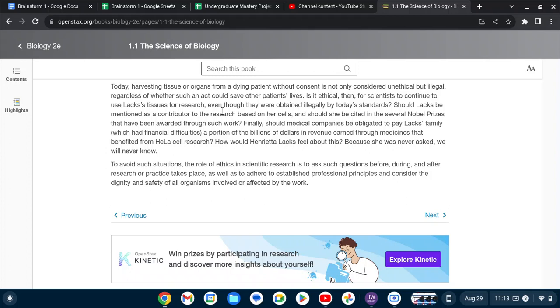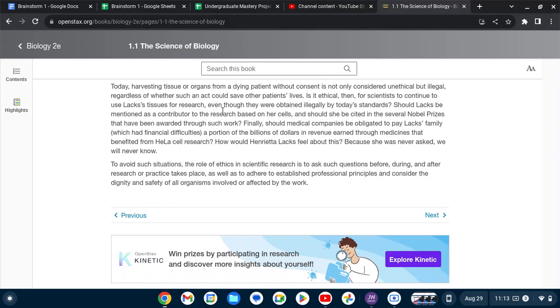Is it ethical then for scientists to continue to use Lacks' tissues for research, even though they were obtained illegally by today's standards? Should Lacks be mentioned as a contributor to the research based on her cells? And should she be cited in the several Nobel Prizes that have been awarded through such work? Finally, should medical companies be obligated to pay Lacks' family, which had financial difficulties, a portion of the billions of dollars in revenue earned through medicines that benefited from HeLa cell research?